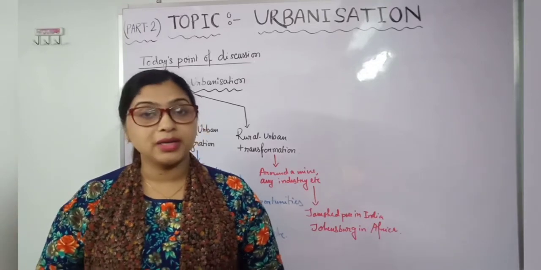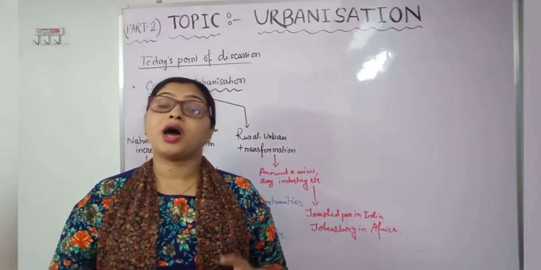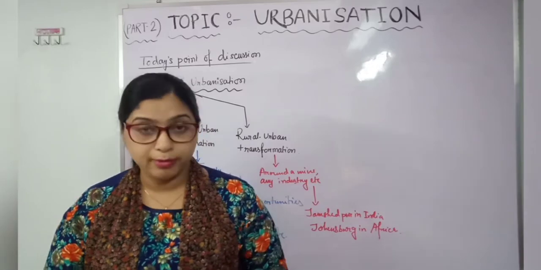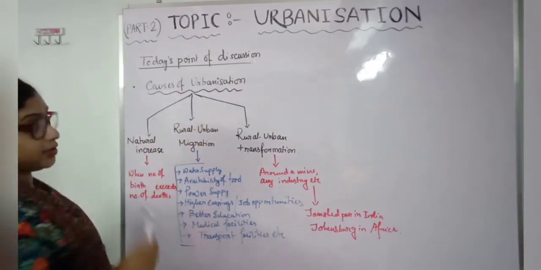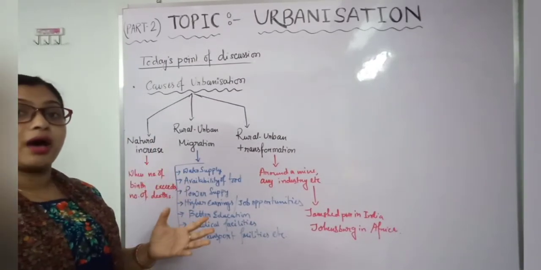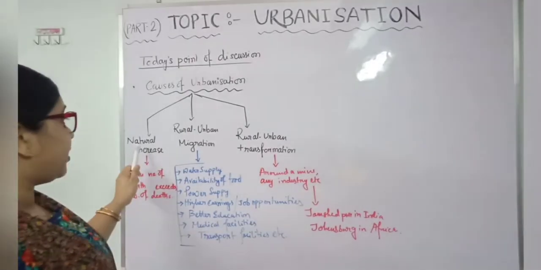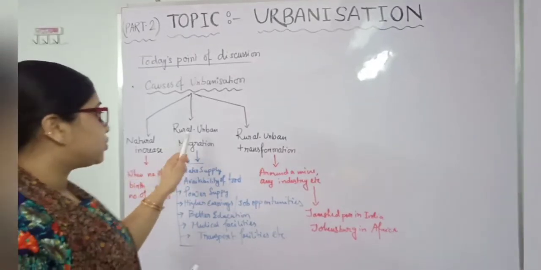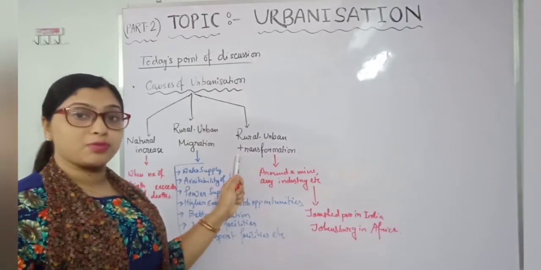Already in the first part I have explained the background of urbanization, how urban settlements started to develop, and here we will get to know about the causes of urbanization. Actually, there are three main reasons working behind this urbanization. First, natural increase. Number 2, rural-urban migration. Number 3, rural-urban transformation.